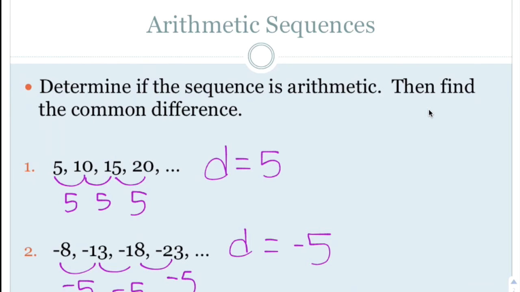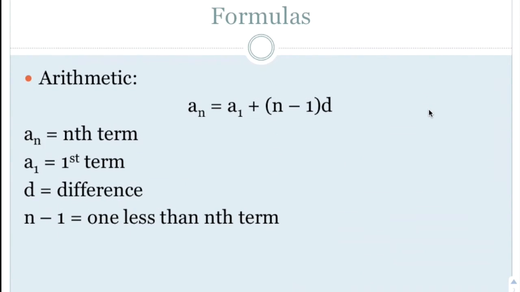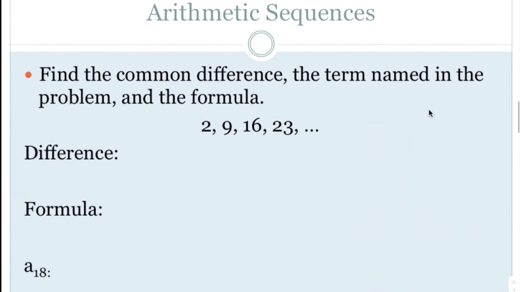We are going to use arithmetic sequences to find certain terms in that sequence. So to do that, you're going to use this formula. Here I have listed the meaning behind each term, but we're going to use this to actually find the nth term on your first example.